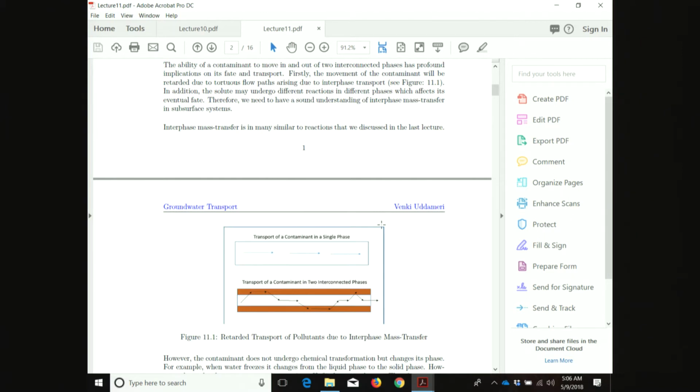Because they undergo this process called retardation. The retardation is simply that they can go into the solid phase and come back, and so they are not traveling just in the liquid phase. So what is the process where something goes from a liquid phase to a solid phase? Sorption, adsorption, desorption.